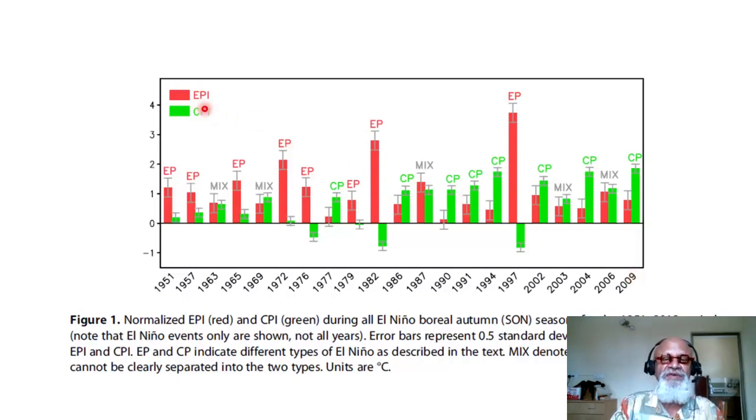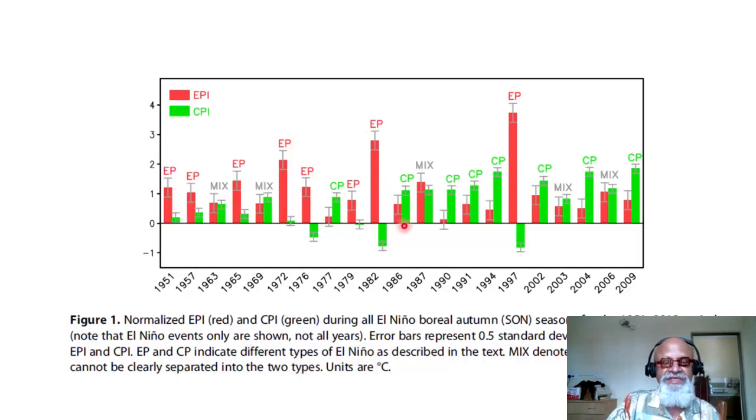So you have EP El Ninos and CP El Ninos, and you can see EPI in red and CPI in green during the El Nino boreal autumn season, for the 1951 to 2013 period. Note that only El Nino events are shown, not all years. Error bars represent 0.5, etc. So there are also mixed El Ninos.